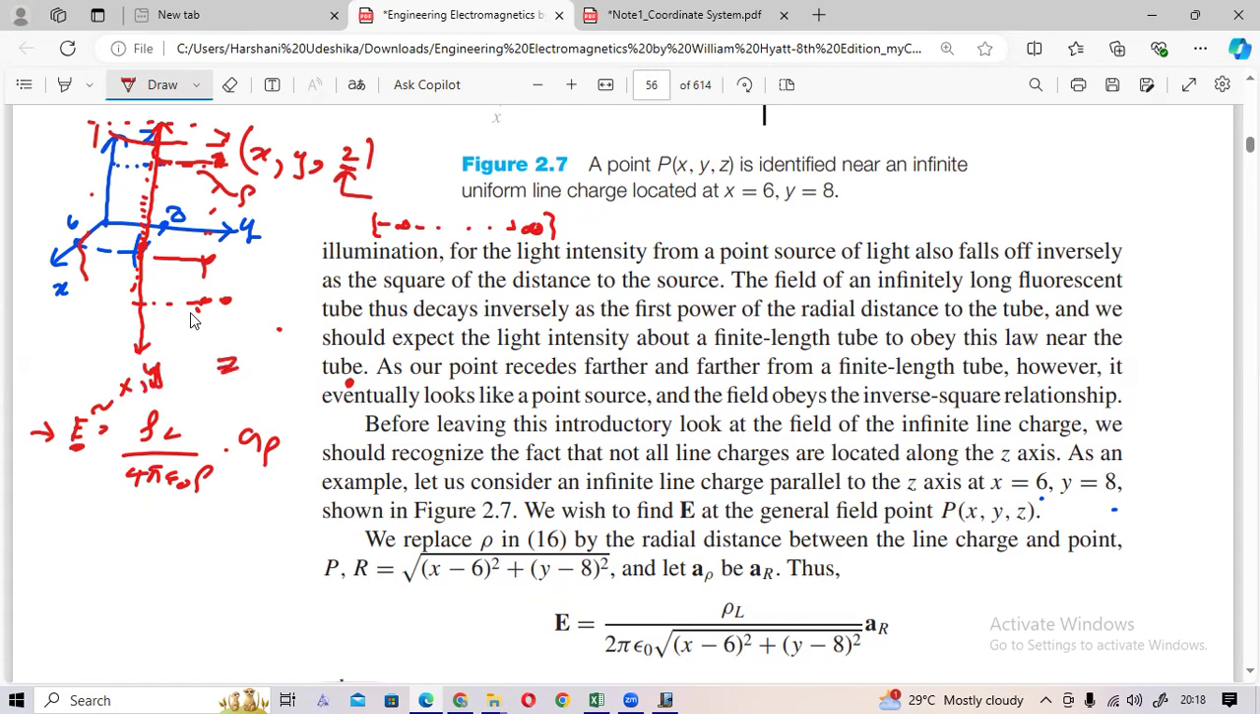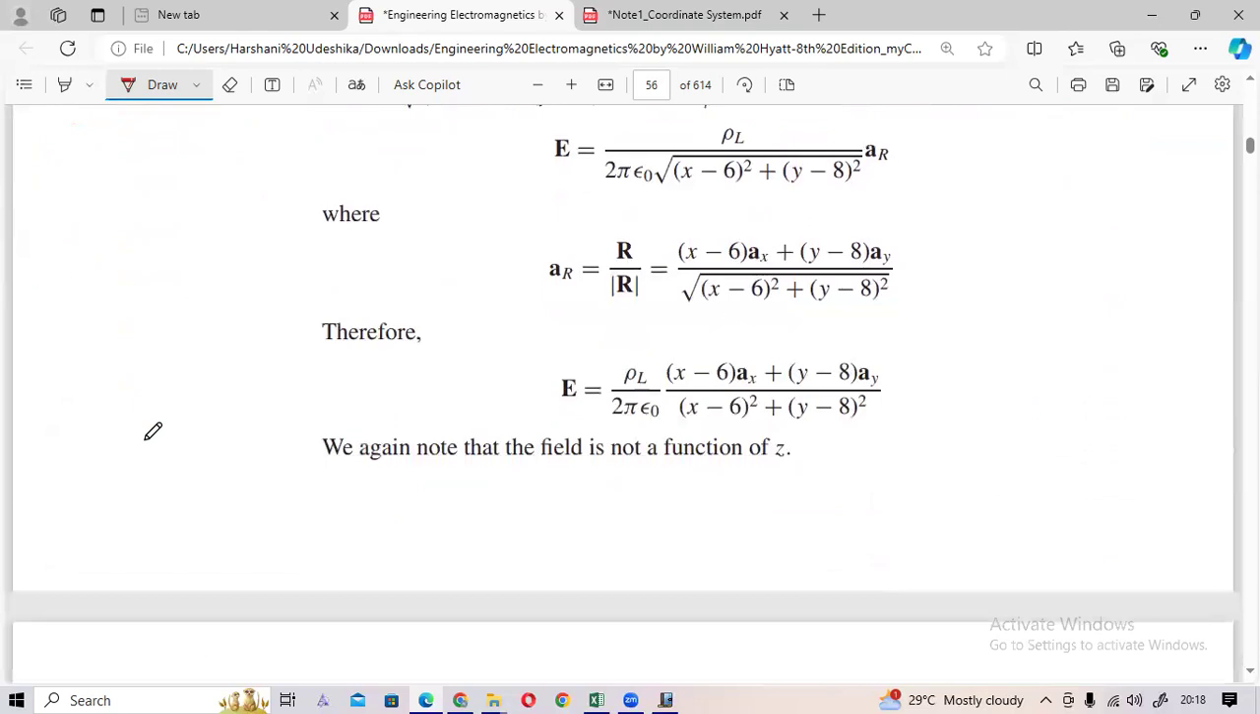Because this is radial, we have to consider the radial distance. That is why I told you that rho is a radial distance. Please try to understand this. It is very hard to explain, but you need to understand, and I will explain it again. It is like this.